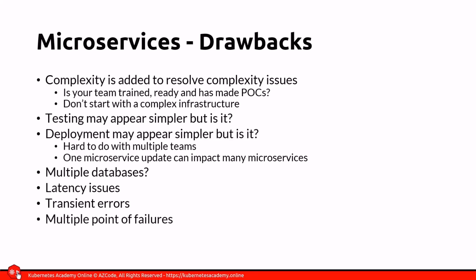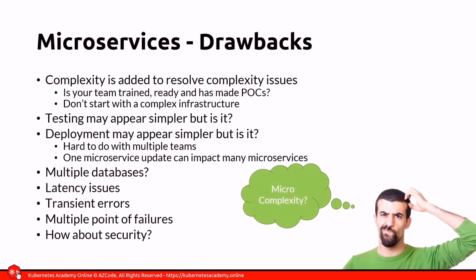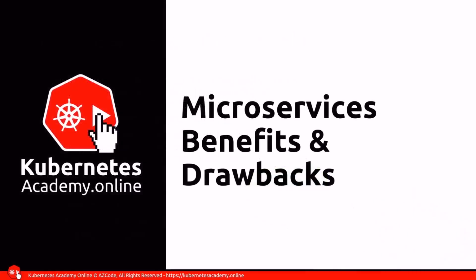Instead of one big point of failure, you'll end up with multiple ones. Can your system survive if one microservice goes down? And what about security? Are you okay if all these microservices can see and talk to each other? So yes, complexity is introduced for solving complexity issues. And this concludes this lecture on the microservices benefits and drawbacks.